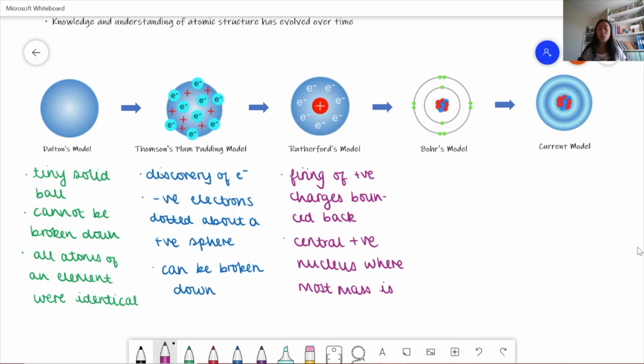And then we have Bohr's model of the atom, and this is much closer to the current model that we have now. And what Bohr found was that in-depth work on Rutherford's model showed that it had limitations and that the electrons should just spiral in towards the positive nucleus. And so he concluded that electrons move in fixed orbits around the central nucleus.